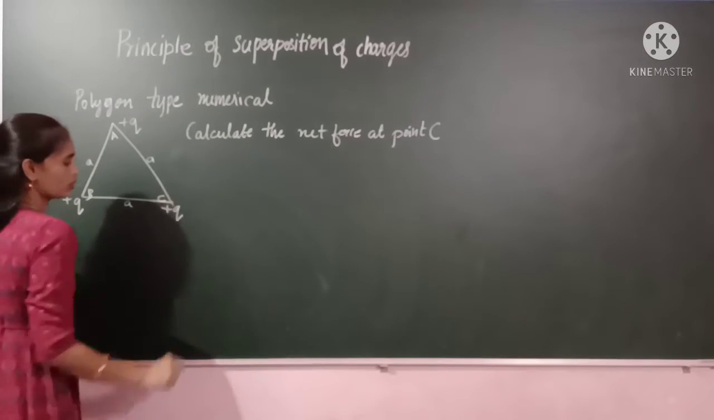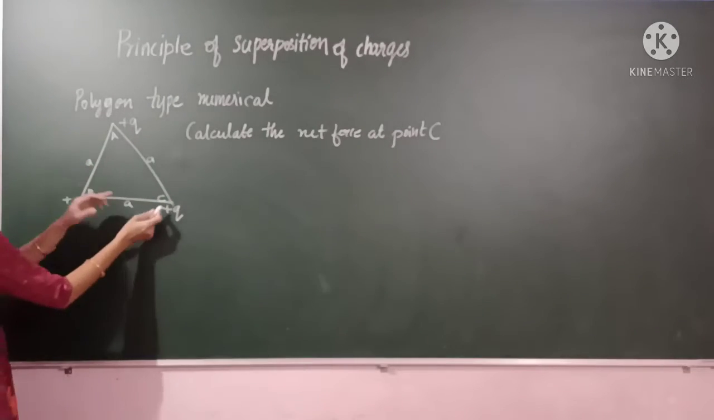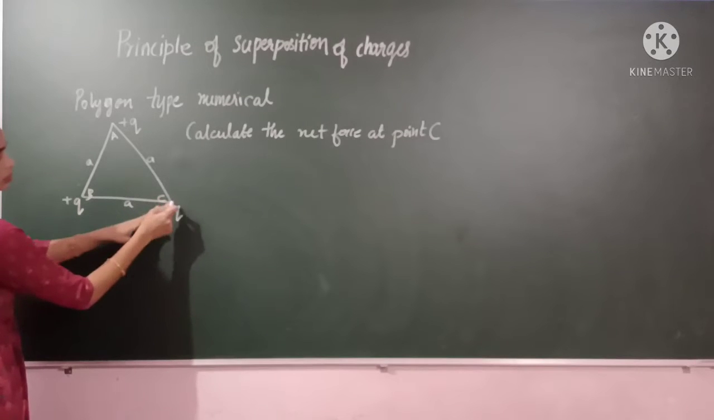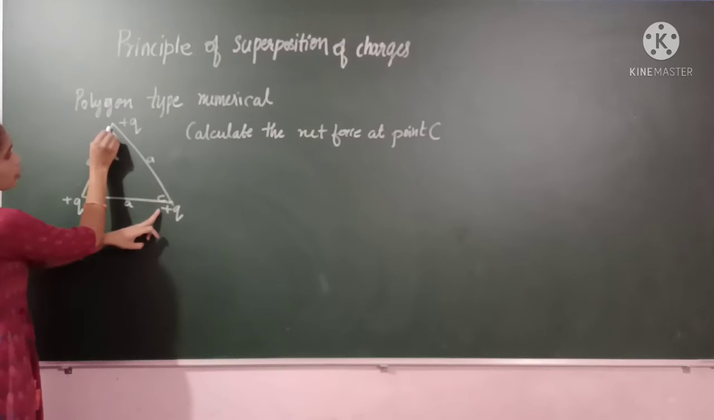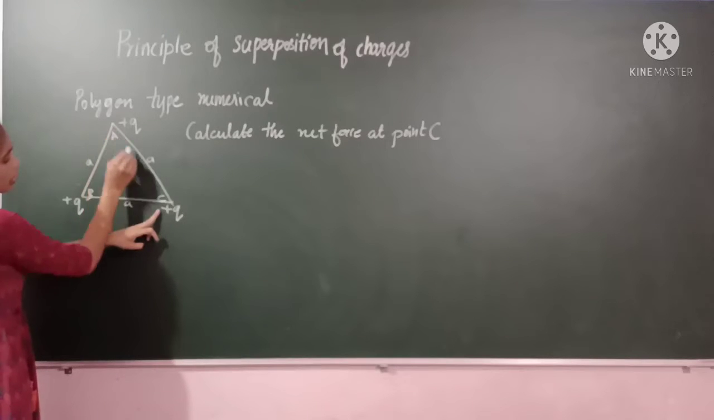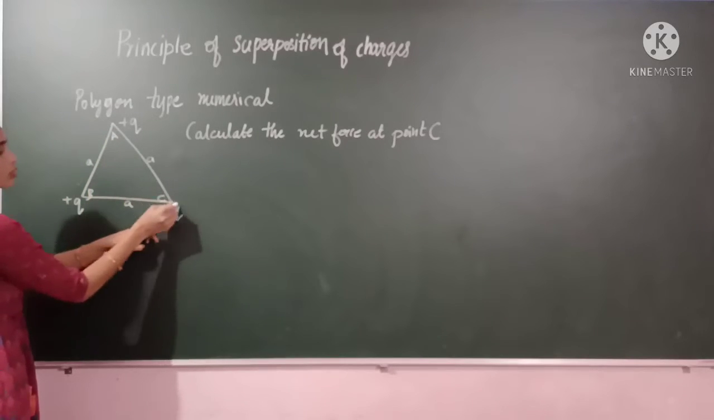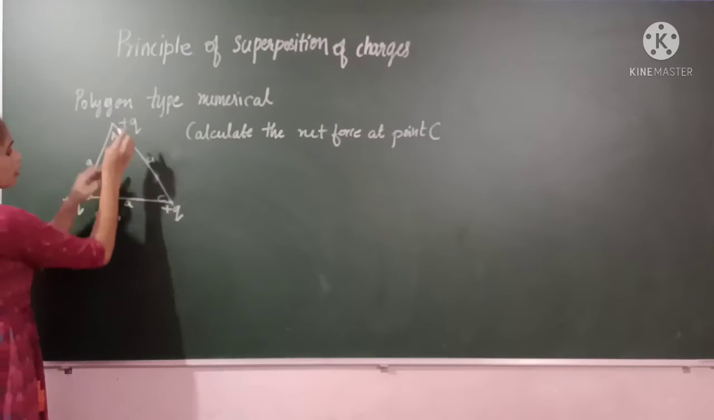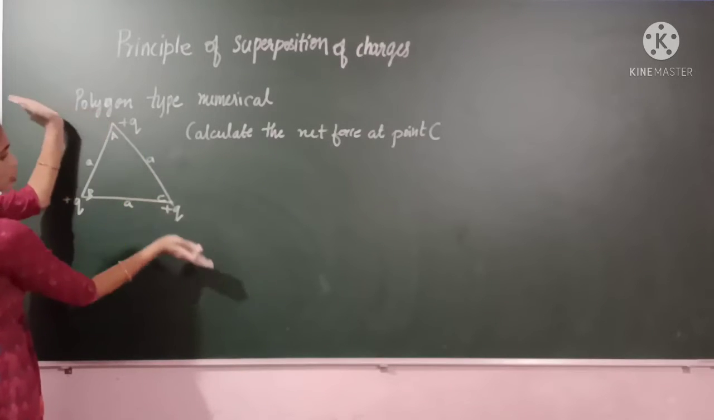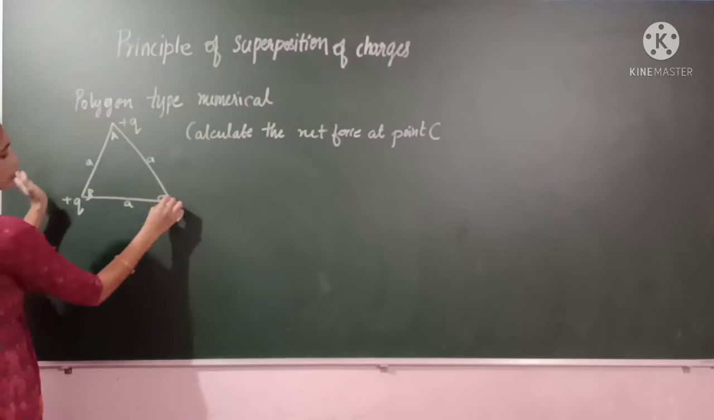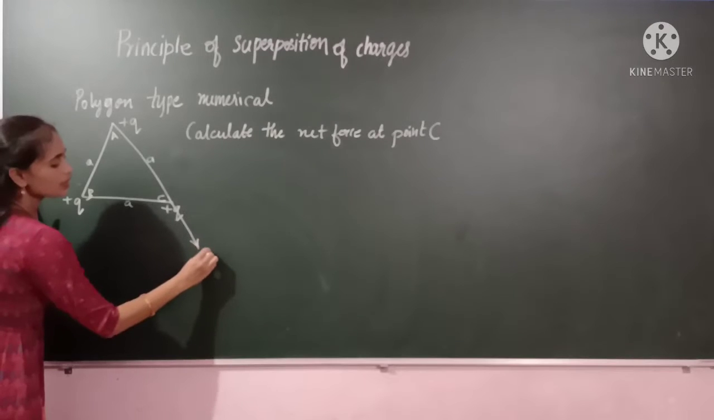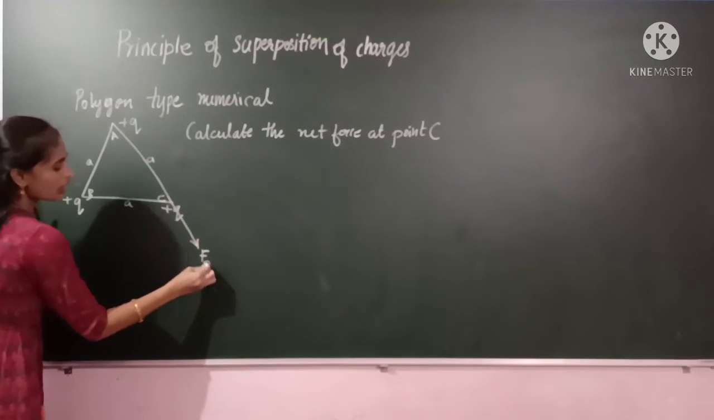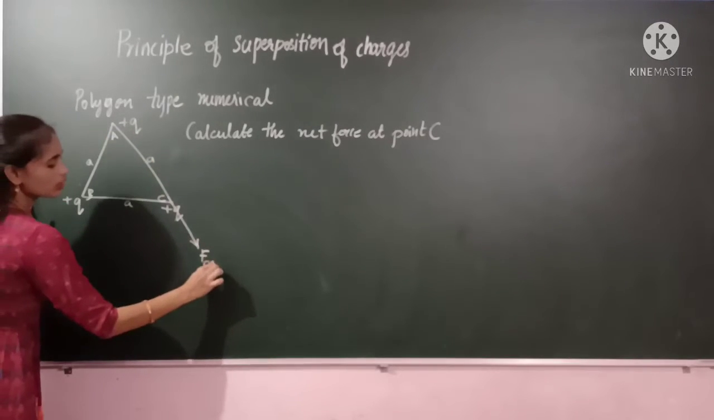So how to calculate? This is the charge at point C. This is a positive charge and this is also a positive charge. This charge will apply a force on this charge, and so will the other. If these two are positive charges, they will repel, so the force will be like this. This force is the force on C because of the A charge.